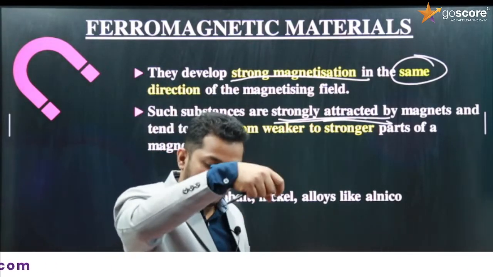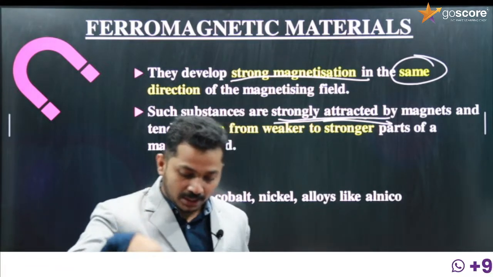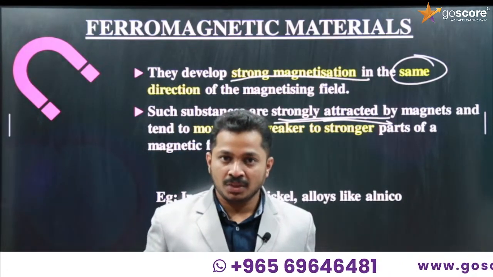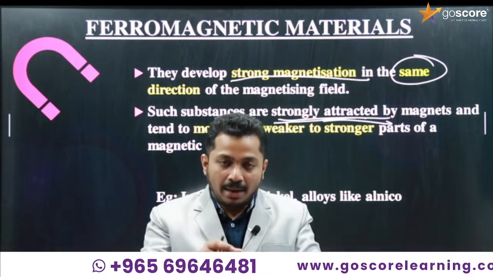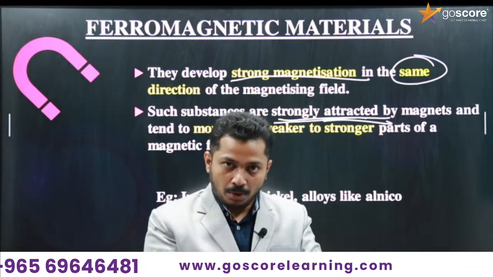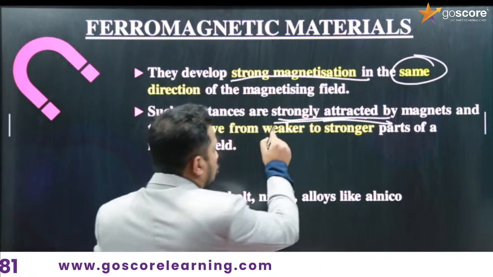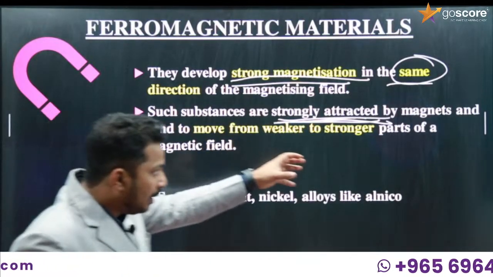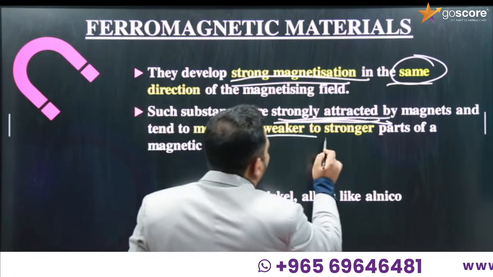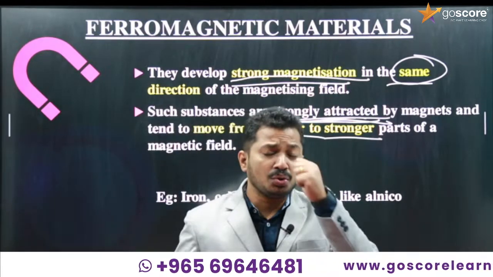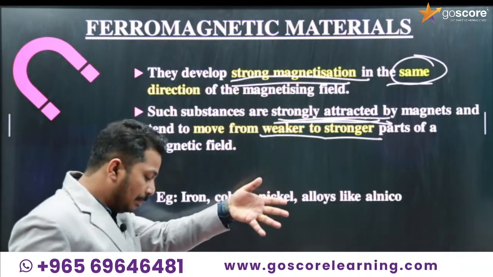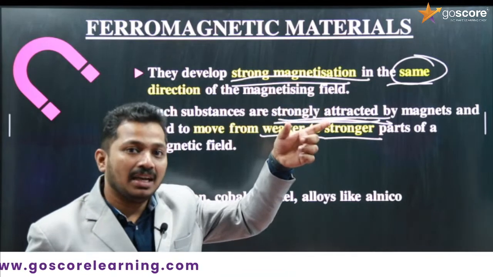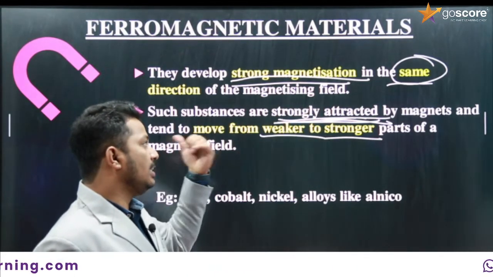That's why I told you, if you are learning the properties of a paramagnetic material, you can just reverse them to get the properties of a diamagnetic material, and you can take the same properties in a dominant manner to get the properties of a ferromagnetic material. That's why it is strongly attracted, with strong magnetization in the same direction. Such substances are strongly attracted by magnets and tend to move quickly from weaker to stronger parts of the field. In paramagnetic material, it moves from weaker to stronger part, but not quickly. And diamagnetic materials move from stronger to weaker.